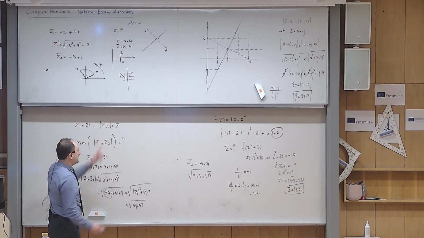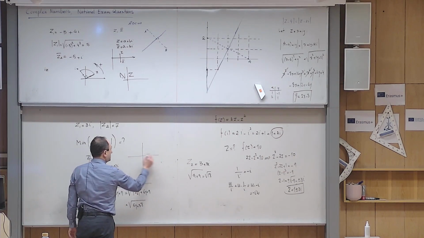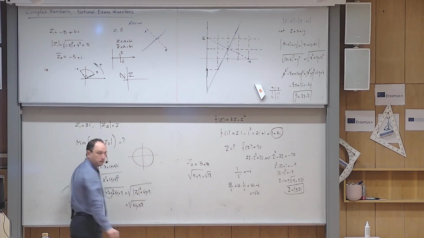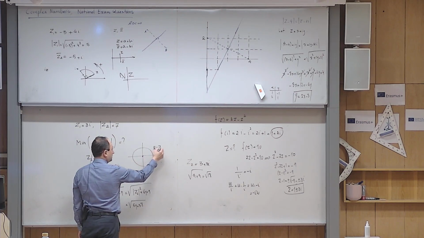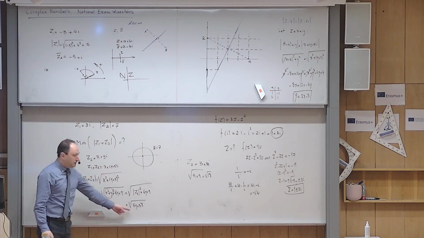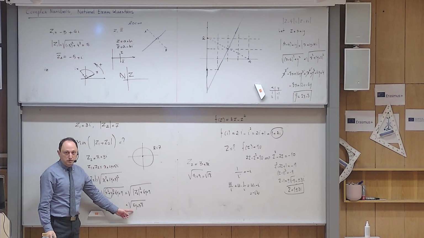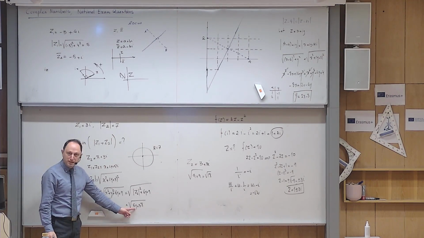Because what you'd interpret here is this circle with radius 7. Yes, radius 7. And you want to minimize this. Okay, so it is clear that you have to minimize y as much as possible.